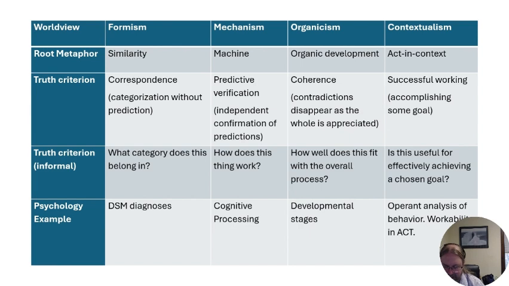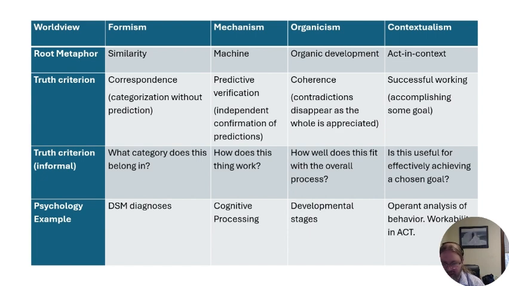One possible example of this in psychology would be like our DSM diagnostic categories, where we're asking, sort of based on these symptoms, is it depression? Is it bipolar? Which category does it go into? And we get it right when we get the category right, but we don't necessarily predict anything more at that point.